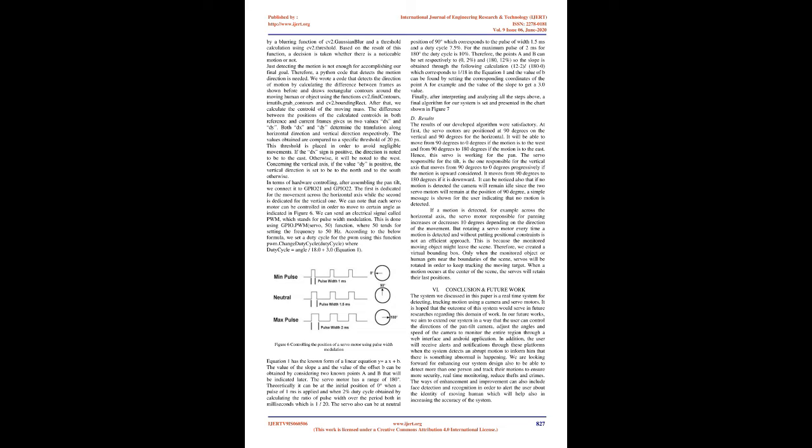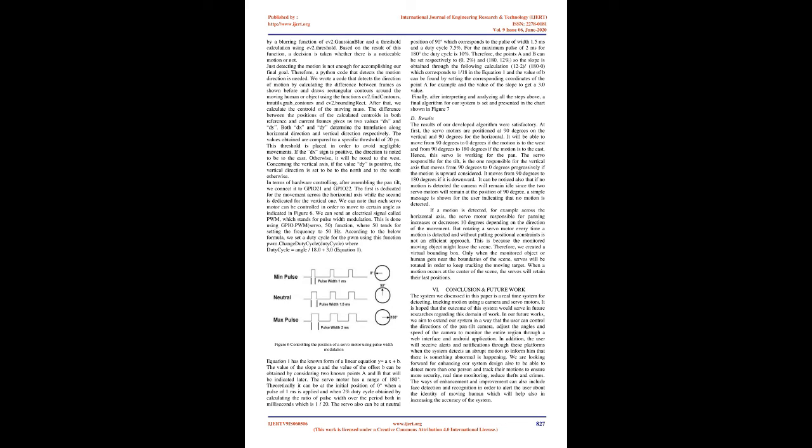In terms of hardware controlling, after assembling the pan tilt, we connect it to GPIO21 and GPIO22. The first is dedicated for the movement across the horizontal axis while the second is dedicated for the vertical one. We can note that each servo motor can be controlled in order to move to a certain angle as indicated in Figure 6. We can send an electrical signal called PWM, which stands for pulse width modulation.